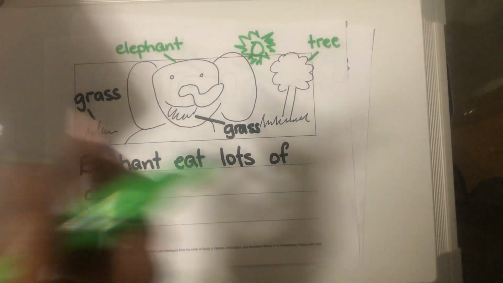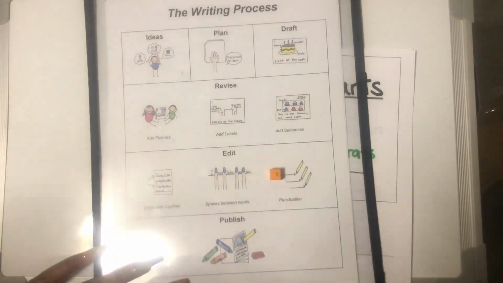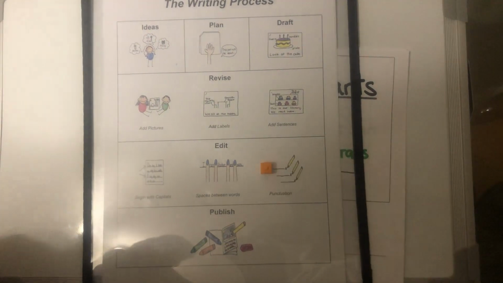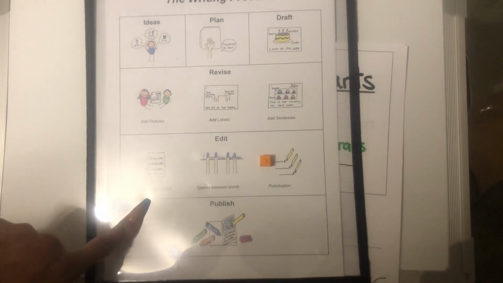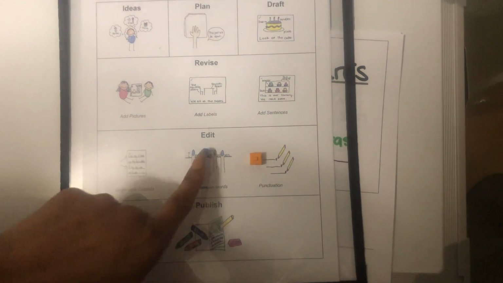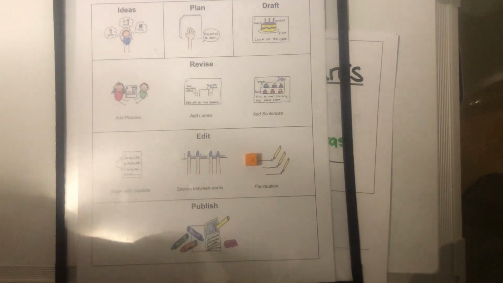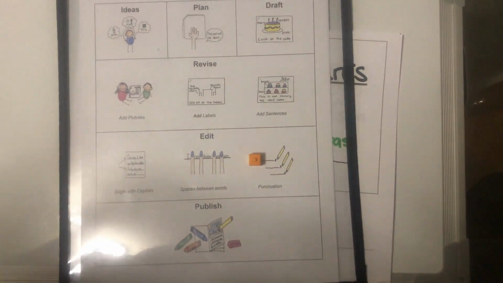So after we revise, another thing we do when we are checking our work and we're reading our booklets, we have to edit. And when we edit, we think about, did we begin with our uppercase letters, our capital letters? Did we add finger spaces between our words? And did we put a punctuation, a period, at the end of our sentences? So let's go and read our writing again.